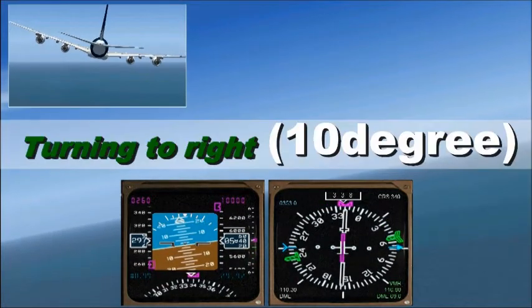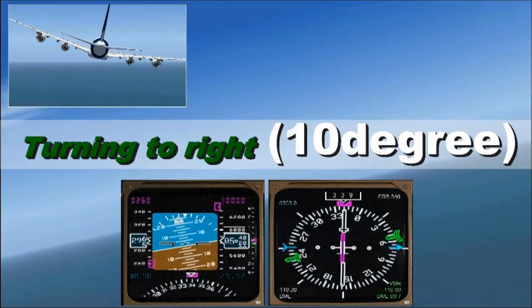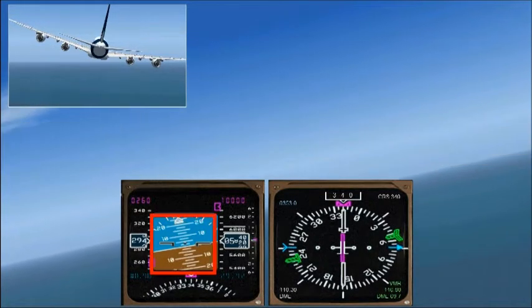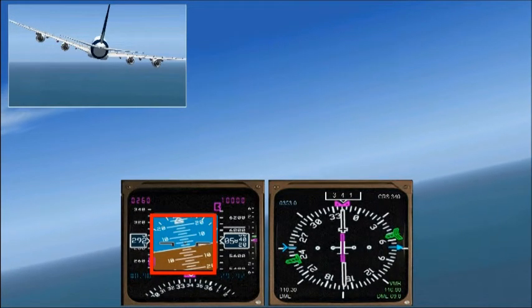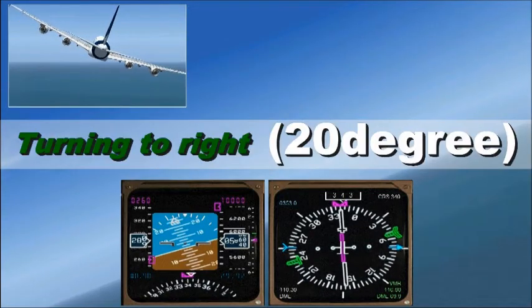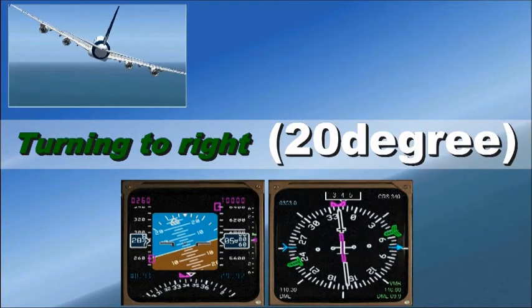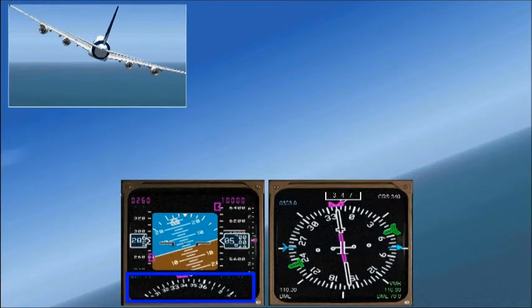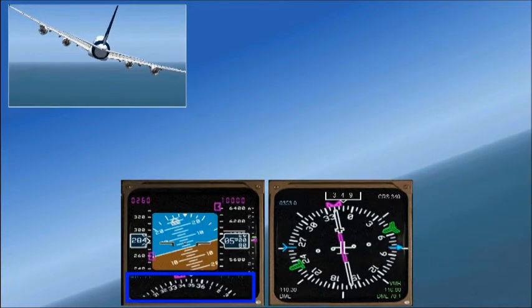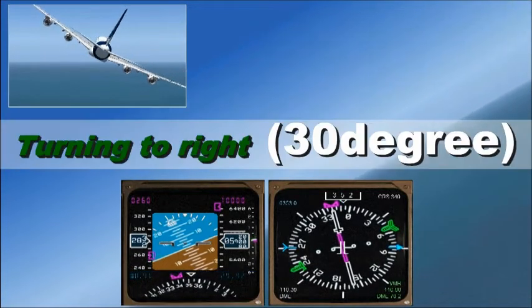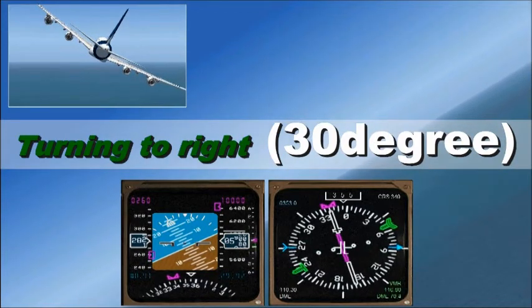Turning to the right with 10 degrees. Inside the artificial indicator, the symbol of the aircraft is tilting to the right at 10 degrees. Turning to the right with 20 degrees. The turning of the aircraft results in the heading indicator moving towards the east. Turning to the right with 30 degrees.